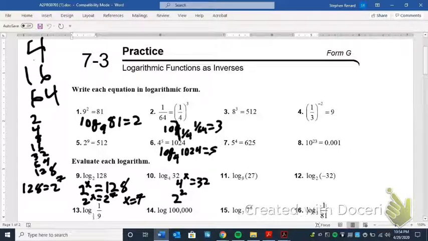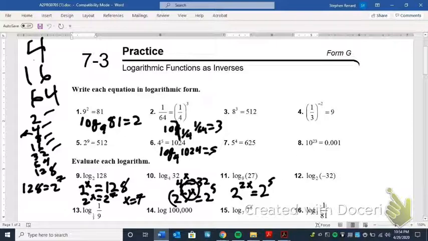Okay, so we have 4. So we see right here that 4 is 2 squared. And we know that 32 is 2 to the 1, 2, 3, 4, 5. So again, remember, if we have exponents to exponents, we just multiply them together. So we have 2 to the 2x equals 2 to the 5th.